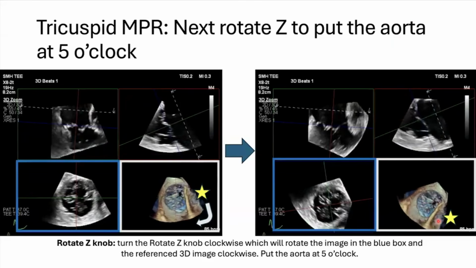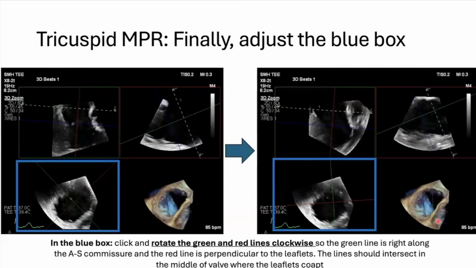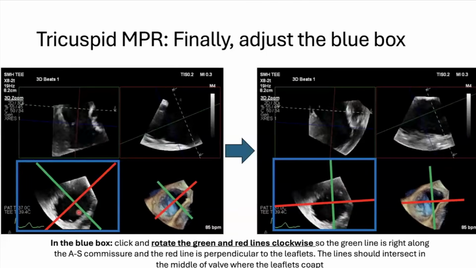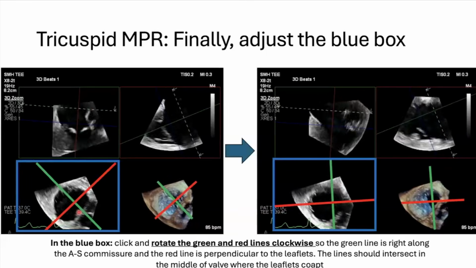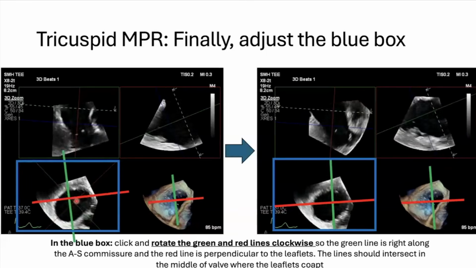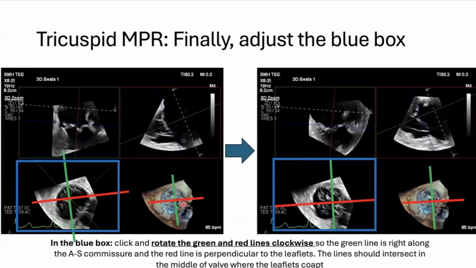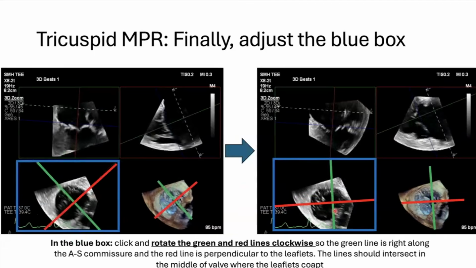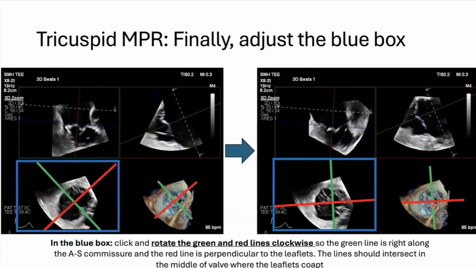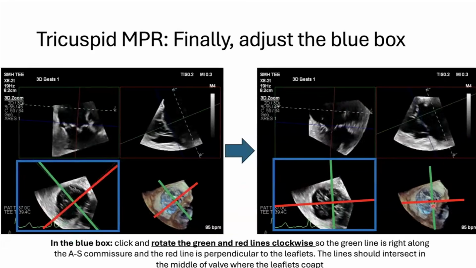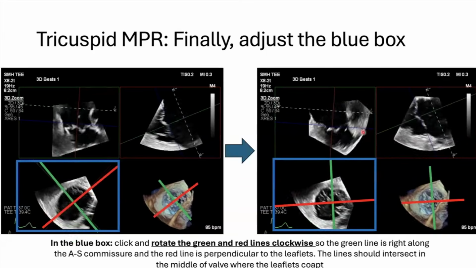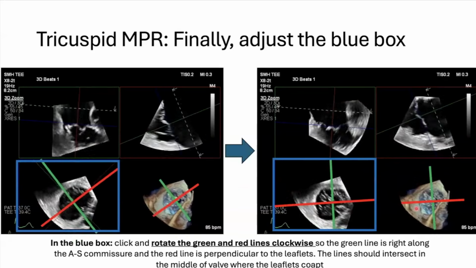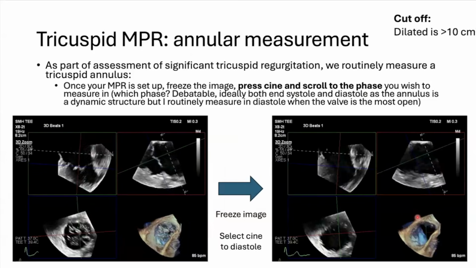And then finally, the last step I do is in my green box here, just because I'm a bit of a perfectionist, I like to rotate these so that the green line is now parallel and is sitting exactly along the anteroseptal commissure, and then the red line is perpendicular to the commissure, and that will improve your inflow view, and that will make the red box more accurate to how the leaflets are coapting.